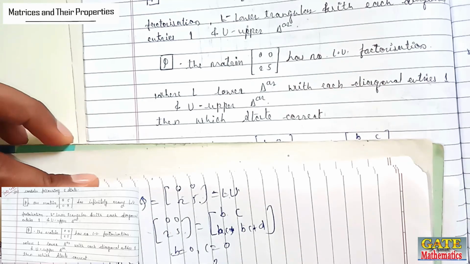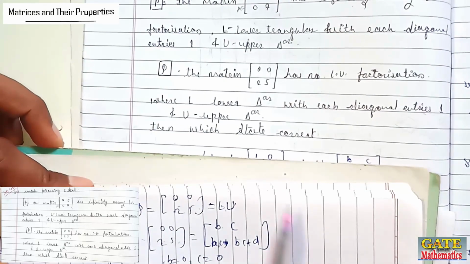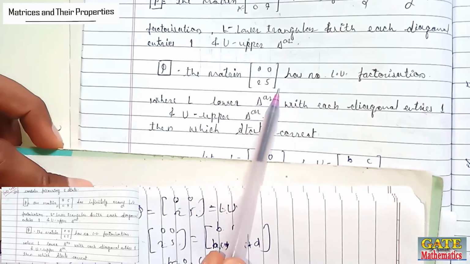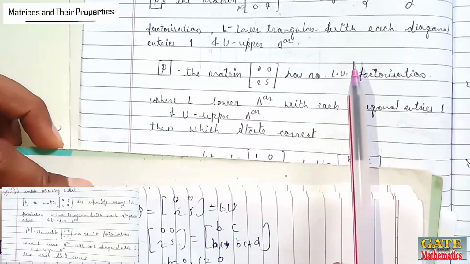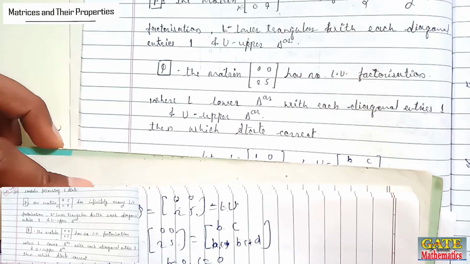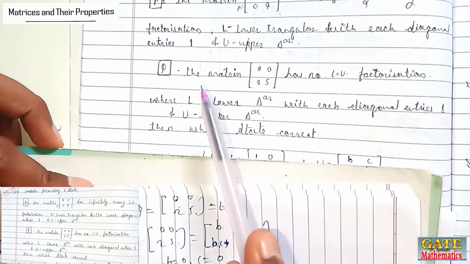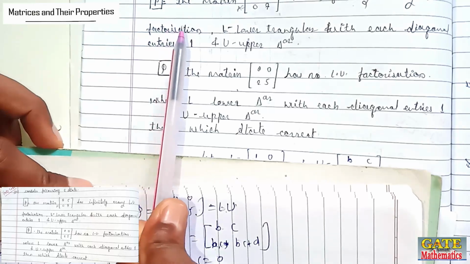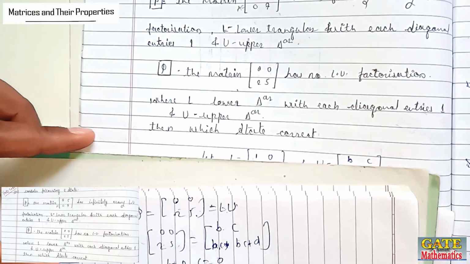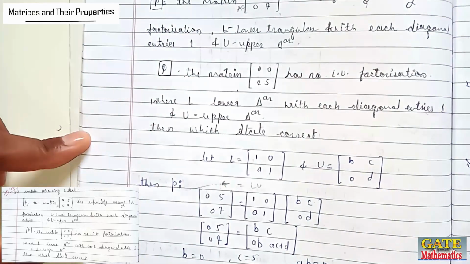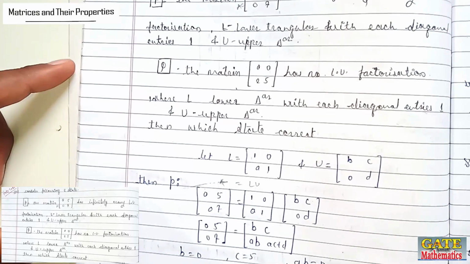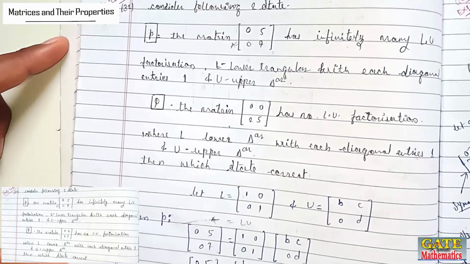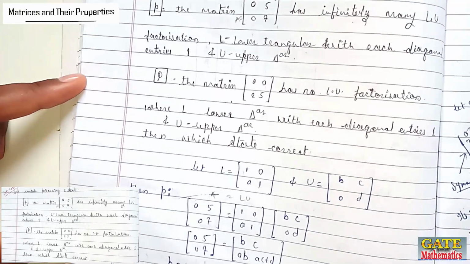Very easily, now here we can see the option Q says that 0025 has no LU factorization because we cannot consider 0 equal to 2. So our option Q is true, and option P is true. Both option P and option Q are true. If you want to see the complete solution of my example as I did it here, you may check it in my notebook.